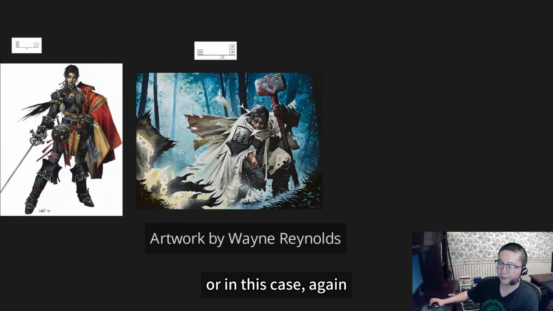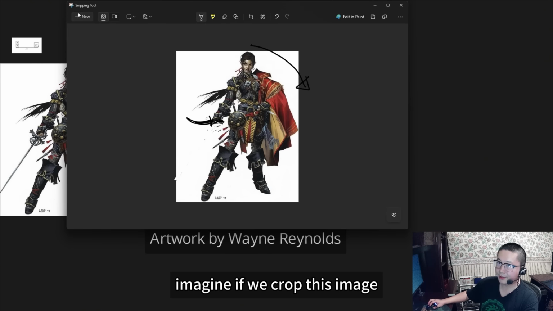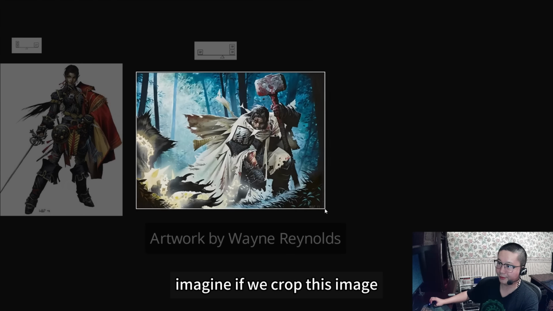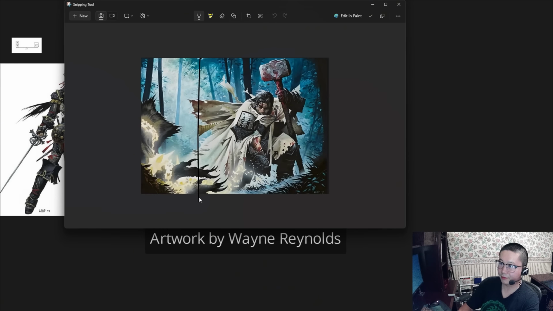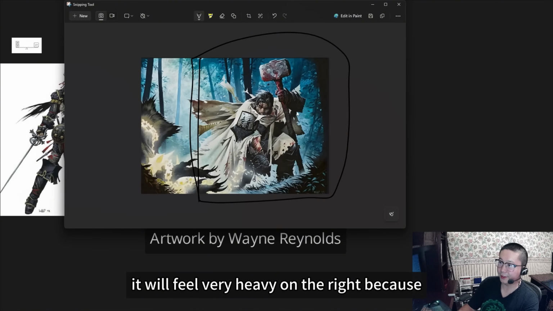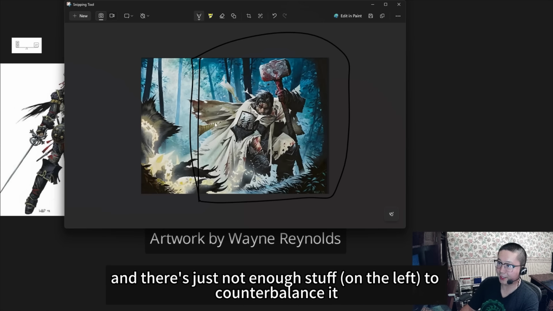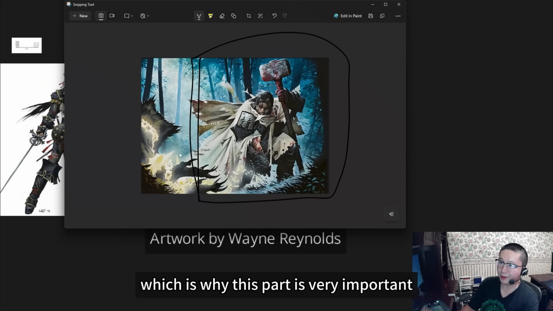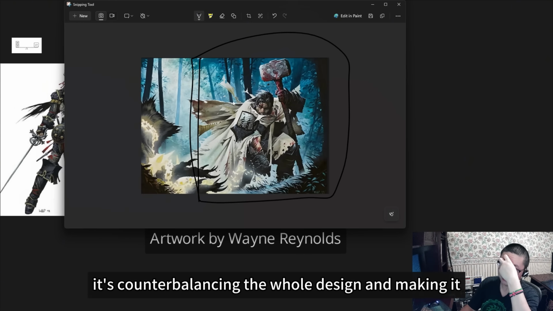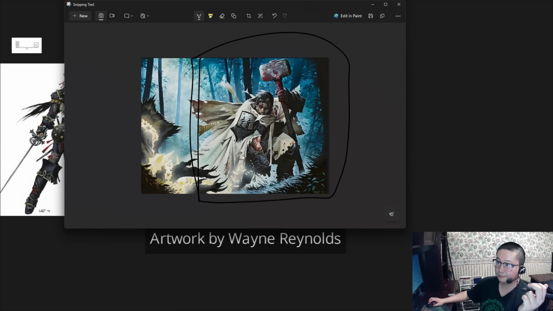Or in this case, again, imagine if we crop this image to here only. It will feel very heavy on the right because of all the details, all the contrast, and there's just not enough stuff to counterbalance it. Which is why this part is very important. It's counterbalancing the whole design and making it feel more cohesive, right?